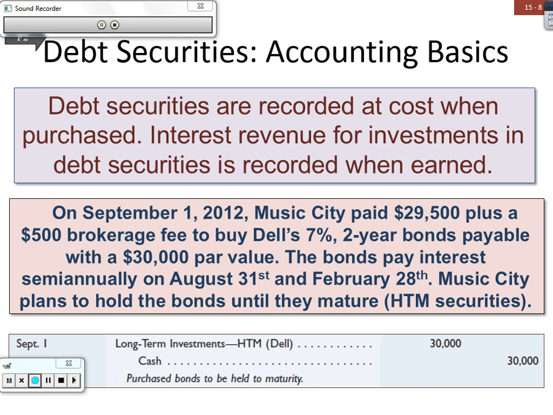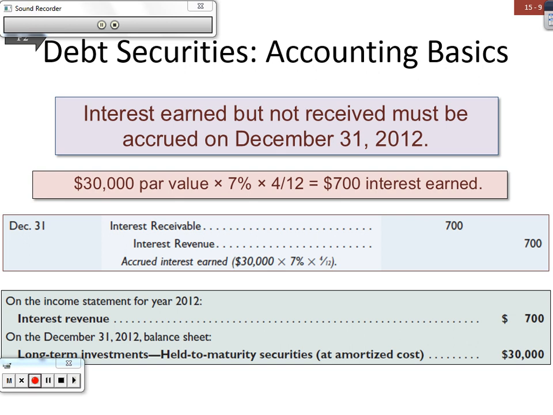For those bonds. Now, interest earned, they say they pay interest semi-annually, right? Par value or principal amount of 30,000 times that interest rate of 7% times 4 over 12. Why 4 over 12?